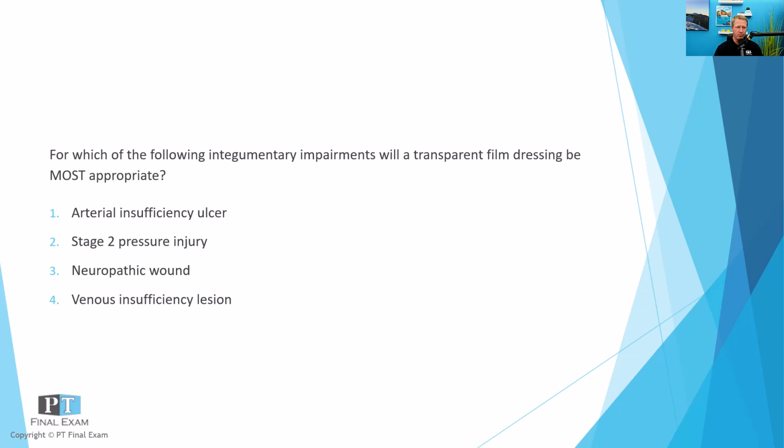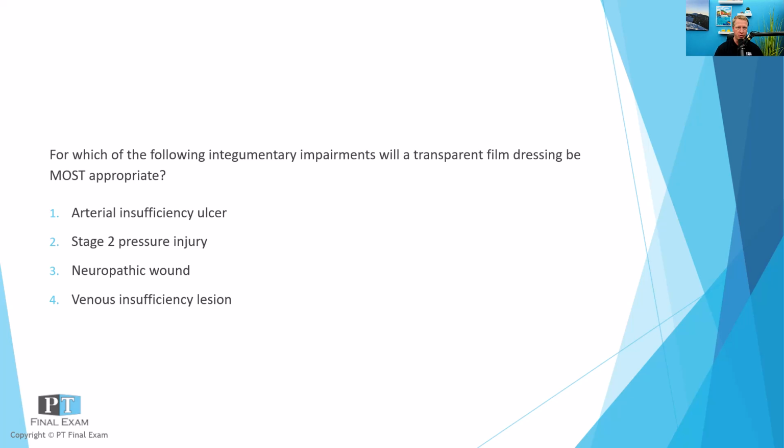For which of the following integumentary impairments will a transparent film dressing be most appropriate? 1. Arterial insufficiency ulcer. 2. Stage 2 pressure injury. 3. Neuropathic wound. Or 4. Venous insufficiency lesion.